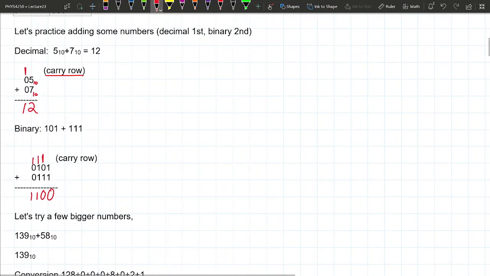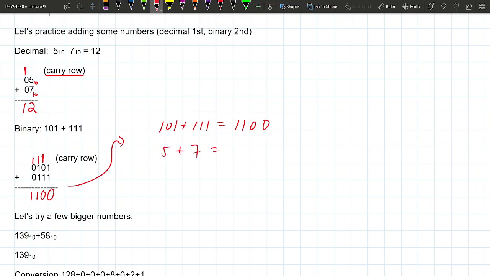Let's just check it. 101 plus 111 equals 1100. So this is supposed to be 5 plus 7. This place has a value of 8, this place has a value of 4, this place has a value of 2 but it's multiplied by 0, and this place has a value of 1 but multiplied by 0. So indeed that gives you 12. Yay, math still works.